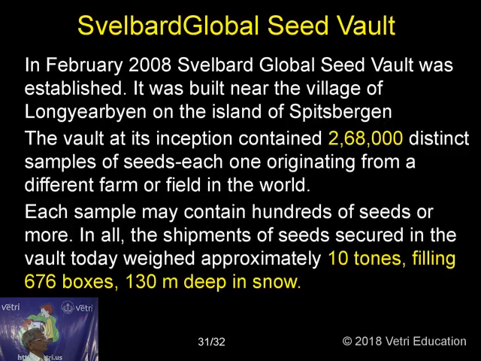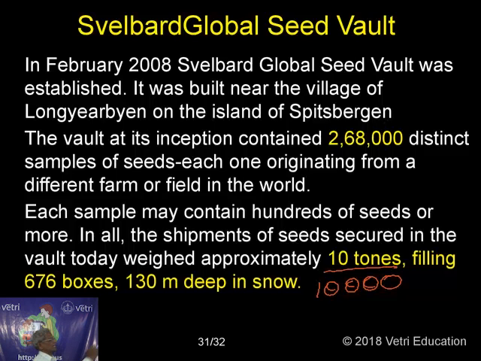The Svalbard Global Seed Vault. In February 2008, the Svalbard Global Seed Vault was established. It was built near the village of Longyearbyen on the island of Spitsbergen. The vault at its inception contained 268,000 distinct samples of seeds, each one originating from a different farm or field in the world. Each sample may contain hundreds of seeds or more. In all, the shipments of seeds secured in the vault today weigh approximately 10 tons, filling 676 boxes, 130 miles deep in the snow.